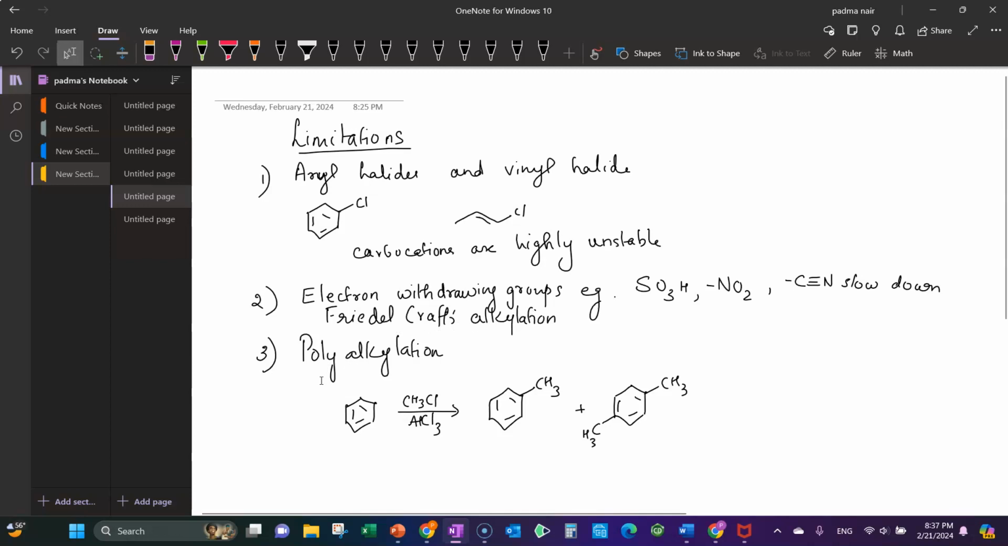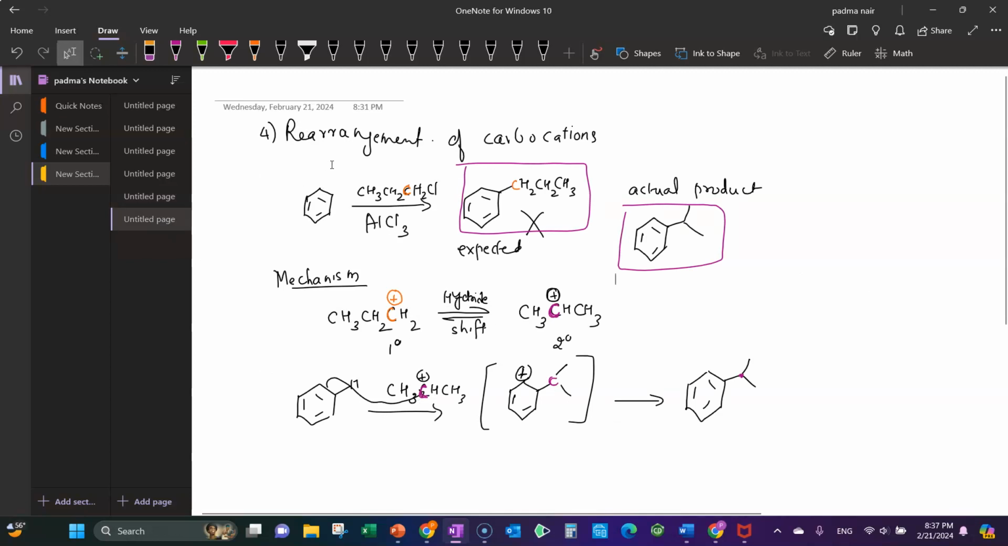And polyalkylation is also a problem sometimes, because once an alkyl group is placed on the benzene ring, it can induce the attachment of other alkyl groups on the ring, as a result of which we might get polyalkylation. Okay? And then the final limitation was that the carbocations can rearrange if there is a possibility of a more stable carbocation to be formed.